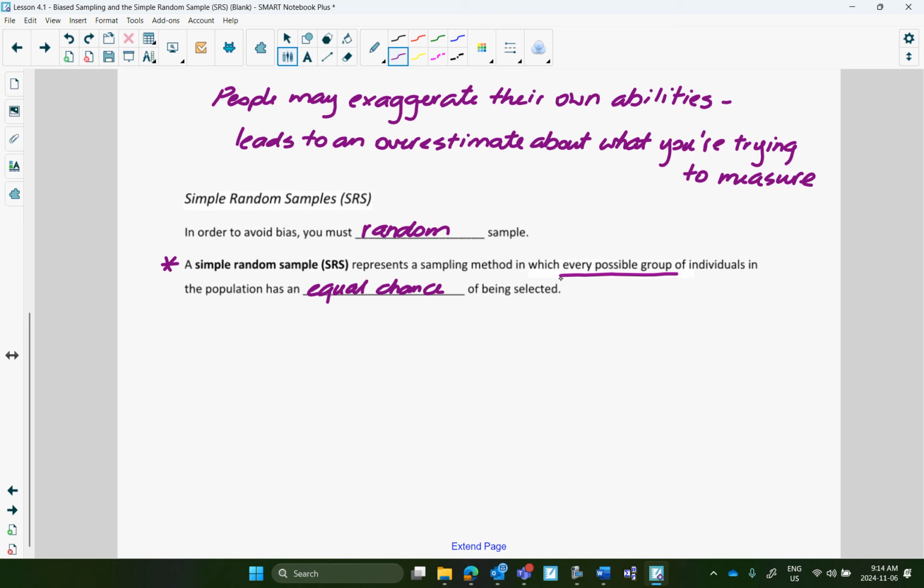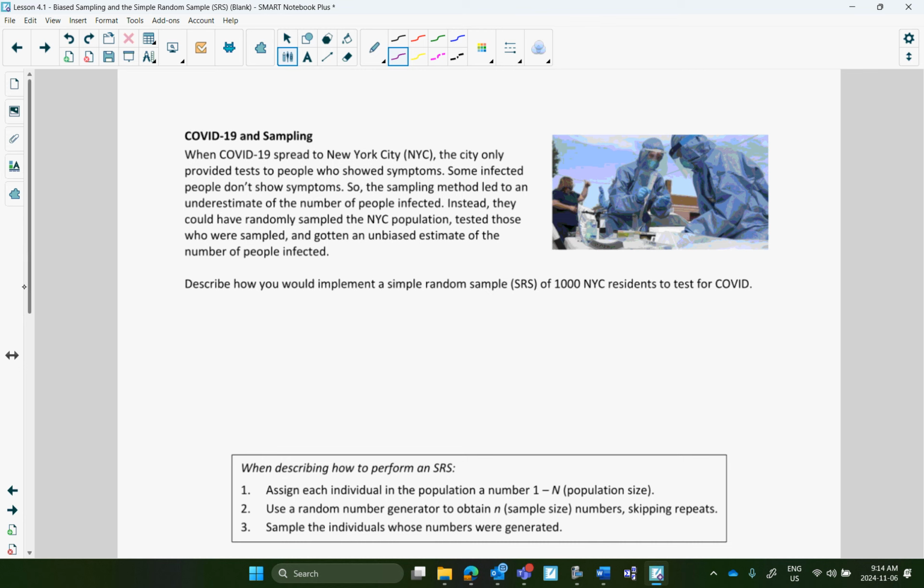And then there's different ways you can random sample. Obviously, the simple way, and we call it simple random sampling, and you're going to see this a lot, SRS. That stands for simple random sample.